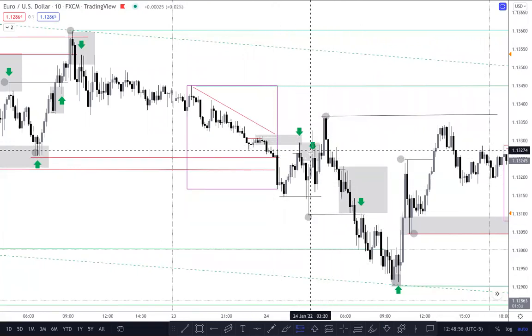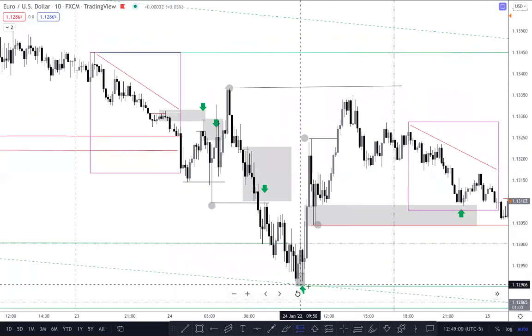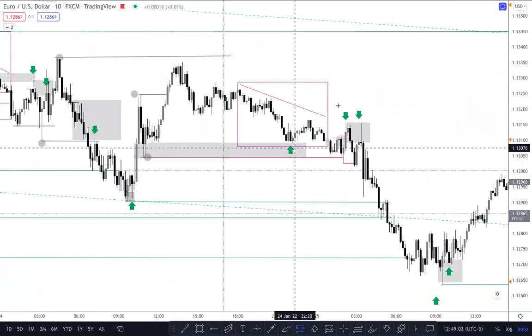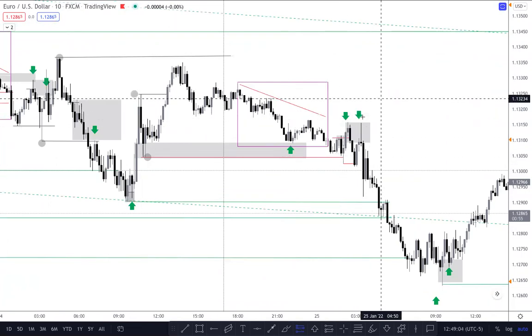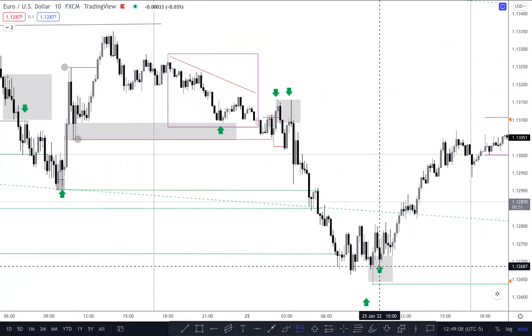We took losses here, but we recovered here. We took losses again, but then we recovered here. We took losses again, but then we recovered, right? We got to be okay with taking losses. We have to understand that in order to win, we must lose, right? It's all part of the process.